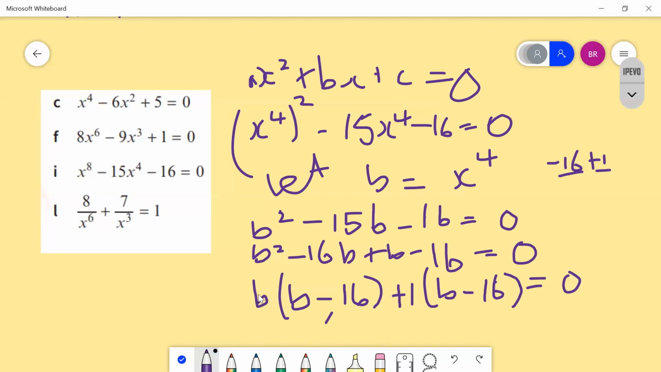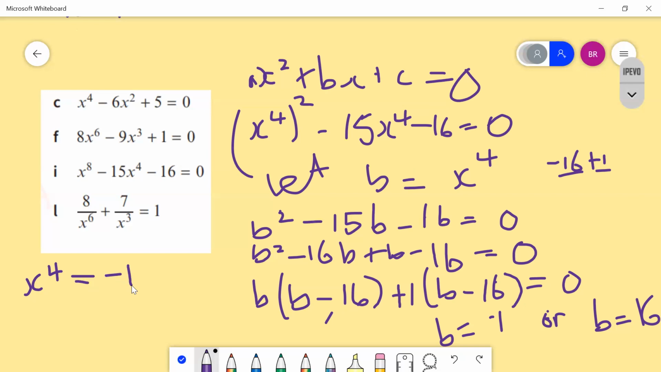So here now, if you look at this, b plus 1 is equal to 0 or b minus 16 is equal to 0. This means our b is either minus 1 or b is equal to 16. These are the values of my b. b is equal to minus 1 or b is equal to 16. Right. Now I'm going to say if b is minus 1, I know that x to the power of 4 is equal to minus 1. Right. What do we do here?